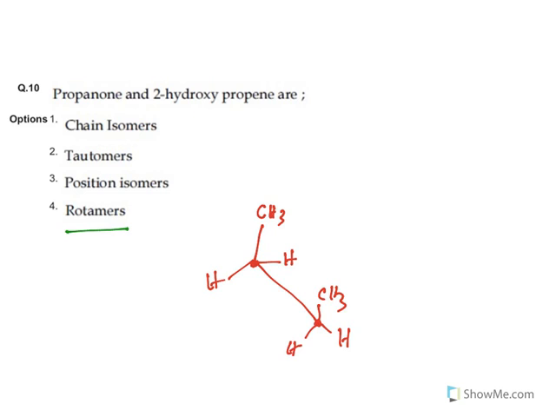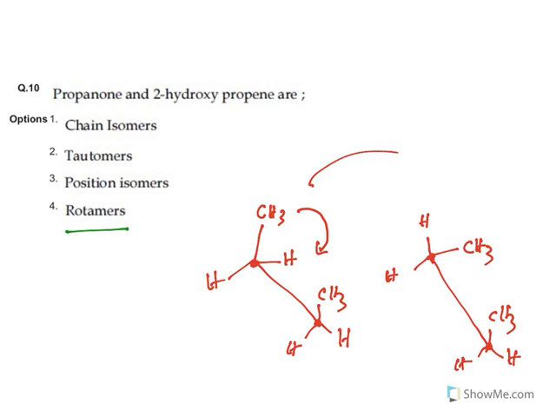Now, if this bond rotates like this, what happens? You get the methyl group moved like this. Hydrogen comes here, and this hydrogen comes here, and the remaining thing is the same. Let's say only the rotation occurred at that bond. Now look at these two things. See, both of them are the same. The difference occurs at rotation of this bond. So because of the rotation, two isomers are coming, then they are known as rotamers. Now anyhow, getting back to the question, propanone and 2-hydroxypropene are examples of tautomers.